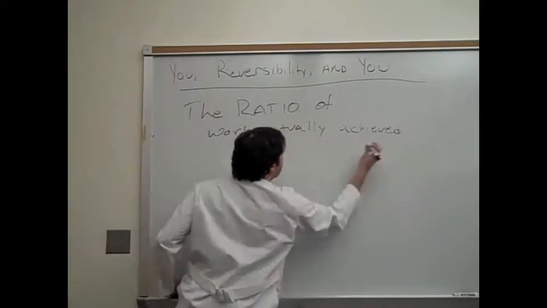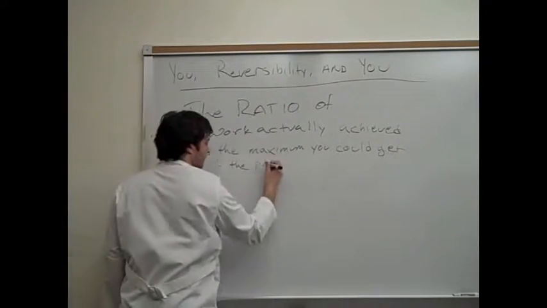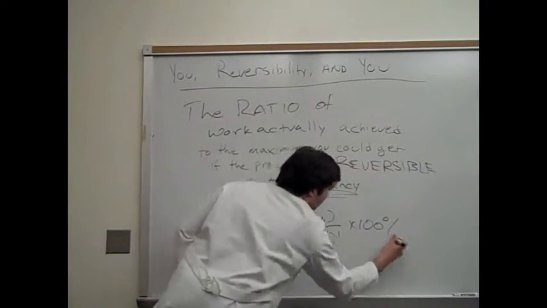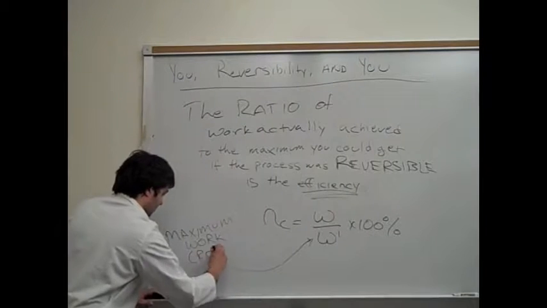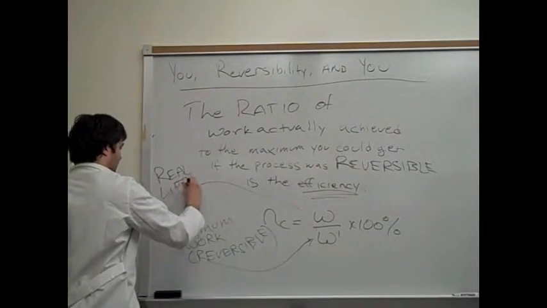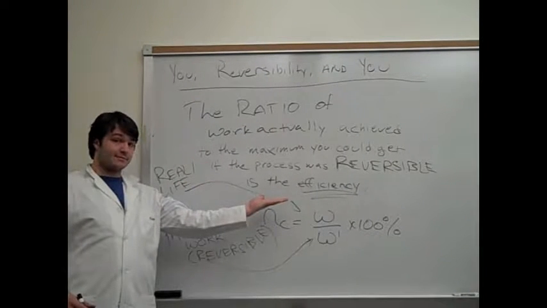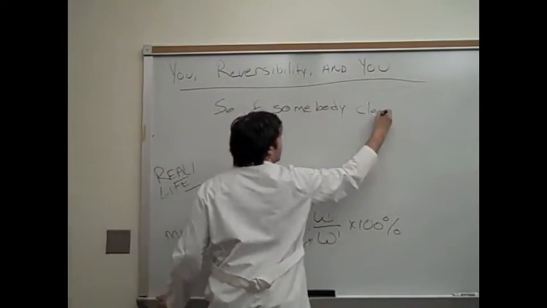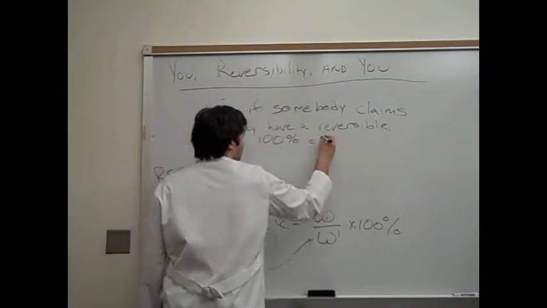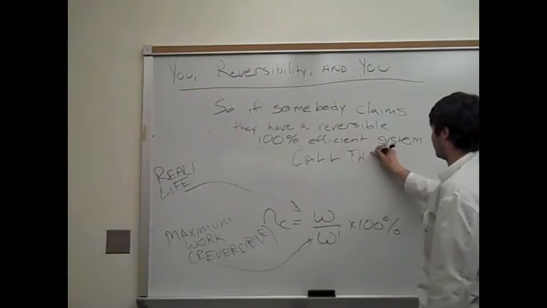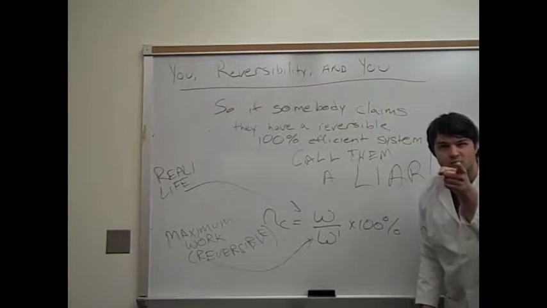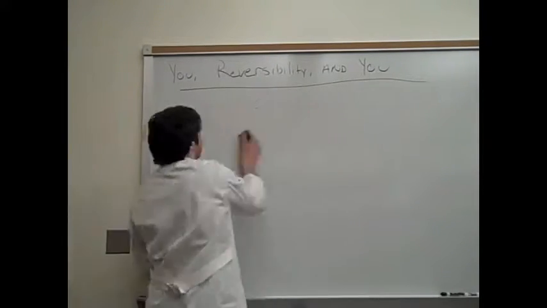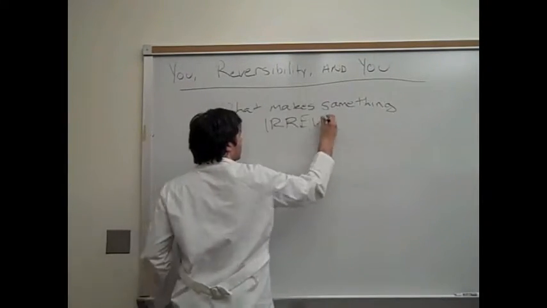The ratio of work actually achieved to the maximum you can get out if the process was reversible is the efficiency. We write that as nu is equal to the work from a real-life process over the work from a reversible process, which can never be more than 1. So if somebody claims that they have a reversible 100% efficient system, call them a liar. Now that means you, thermo fans, it's up to you to correct the mistakes that people who don't know what they're talking about make.